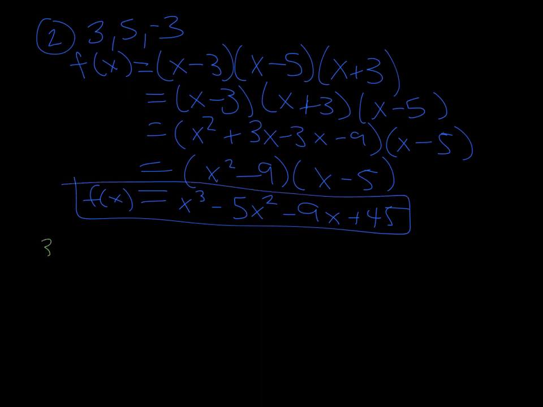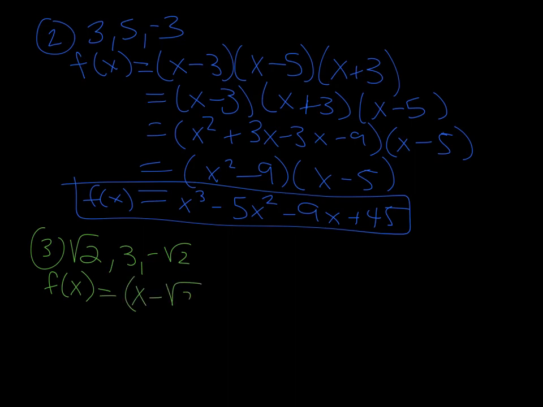So then my last problem, I have the square root of 2, 3, and negative square root of 2. As with the previous one, I noticed that the square root of 2 and the negative square root of 2 are probably best to be put together first. So I'm going to write this as x minus square root of 2 times x plus square root of 2 times x minus 3.